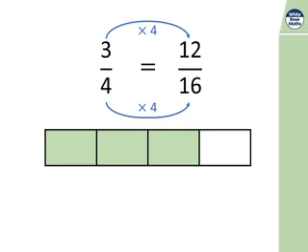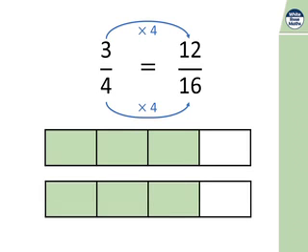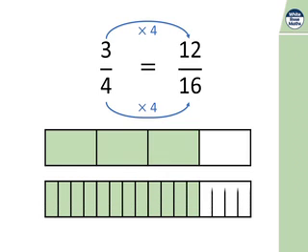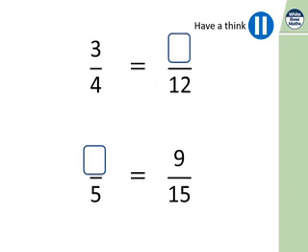And looking at this using a bar model, I can see I've got 3/4. And here is the same 3/4. But if we want to represent 12/16, we can divide each of the quarters into 4 parts. Now we can see that 3/4 is equivalent to 12/16. Now it's your turn. Pause the video and have a go at finding the missing boxes.